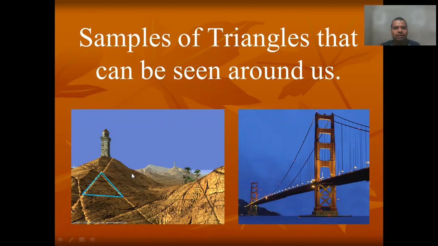So let's see. Look, can you observe? This is formed by three straight lines and it is a closed figure, and it looks like a triangle. Yes, it is a triangle. In this figure also, if you look, this is also forming a triangle. There are other objects as well which we will find in our daily life which form a triangle.